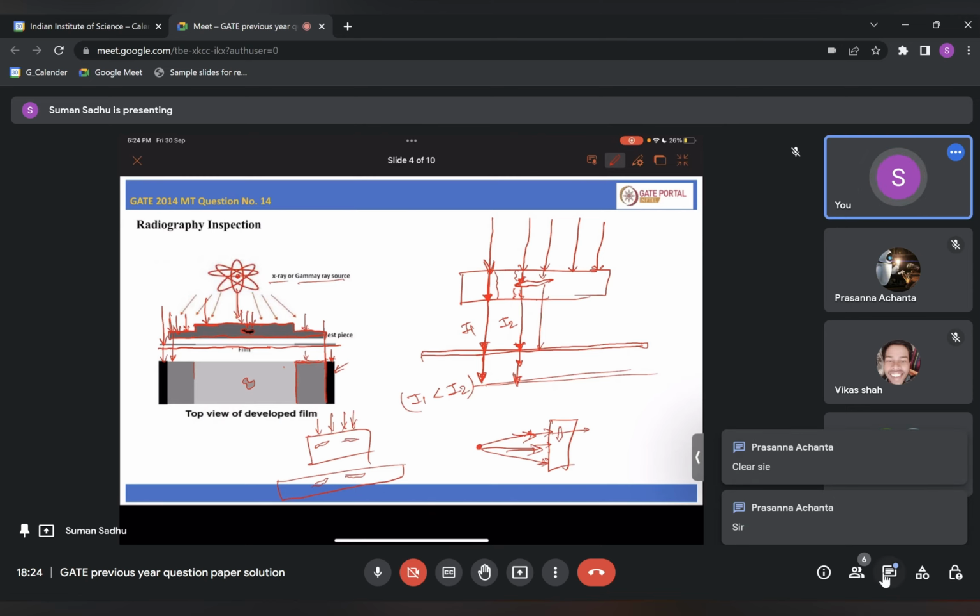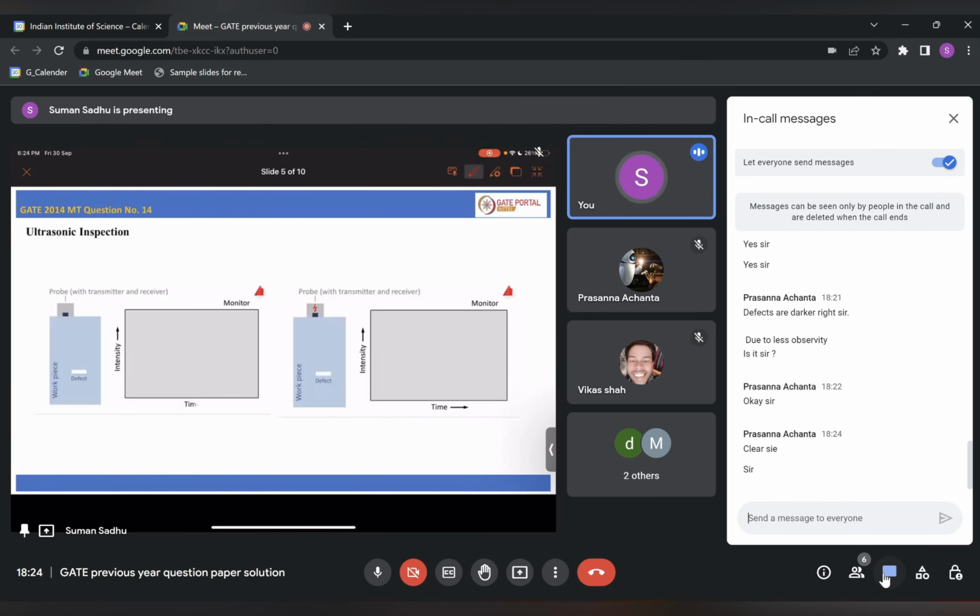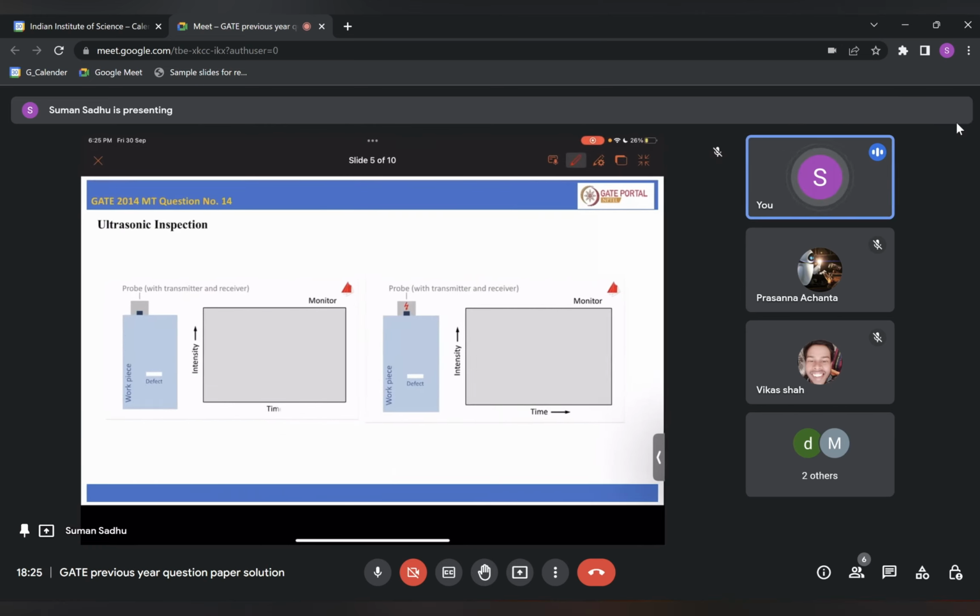Okay, then I'm moving to the next option, that is ultrasonic inspection. Can anyone tell me what is the principle of ultrasonic inspection?